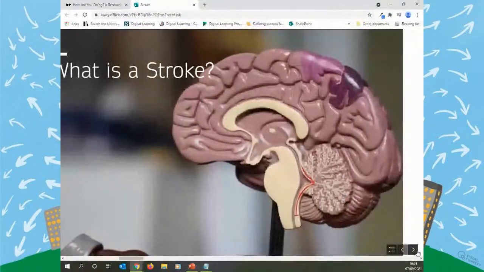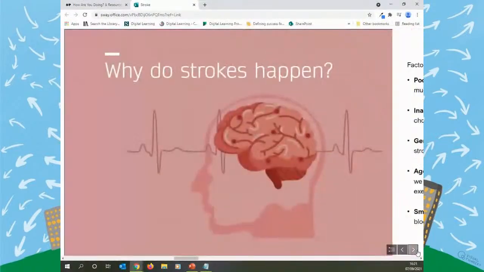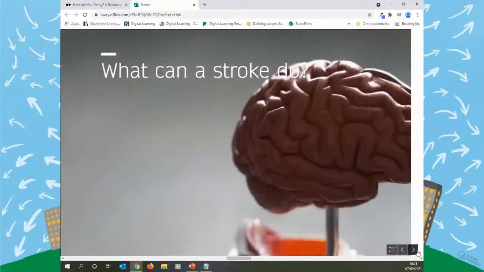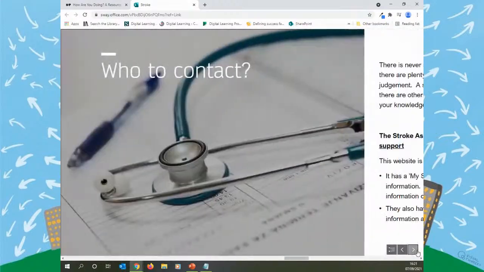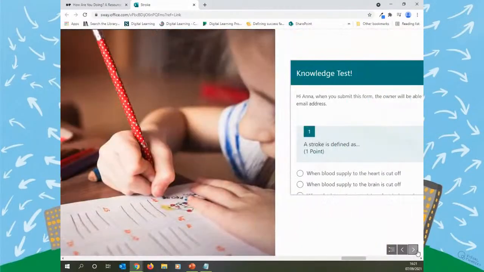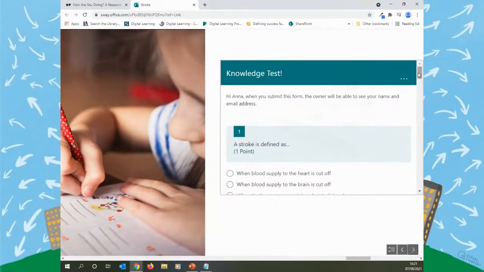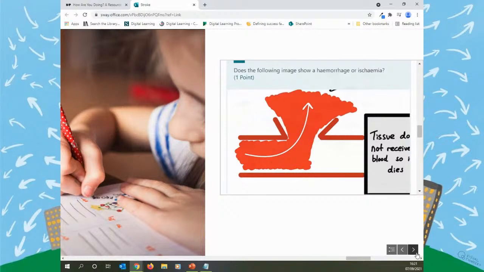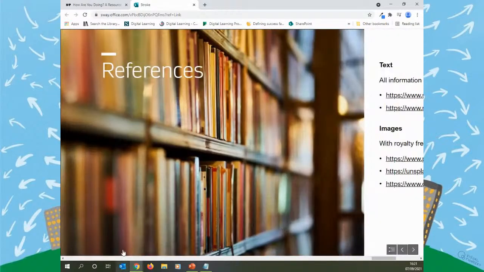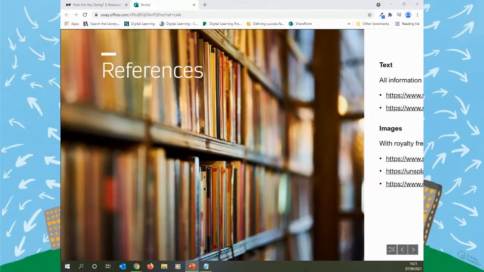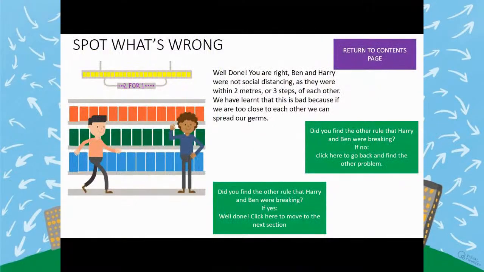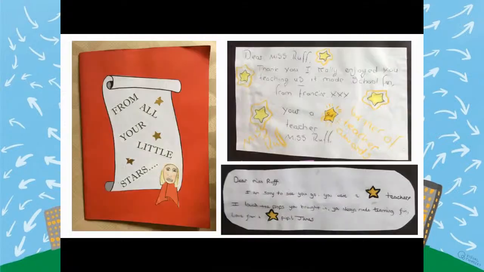Lots of bite-sized bits of information, some diagrams that he'd drawn himself. And then at the end, a multiple choice quiz for learners to assess their understanding. So just a couple of nice examples of things that students created. Those are ones that they've said it was okay to share.